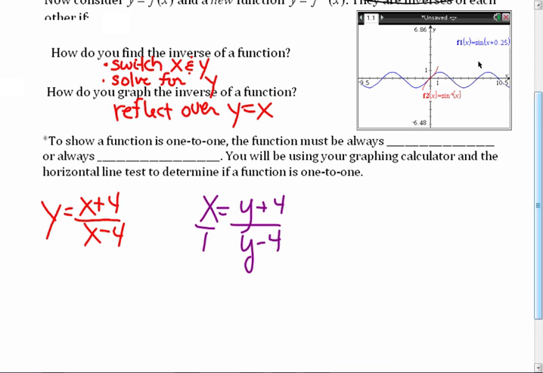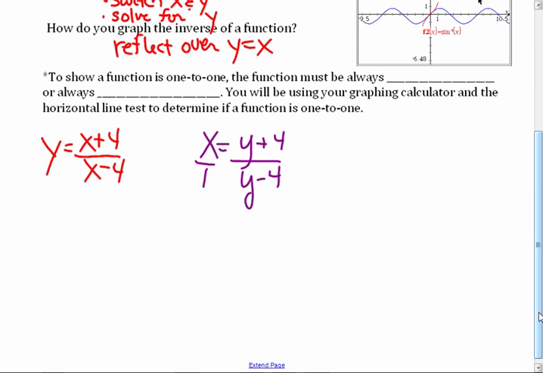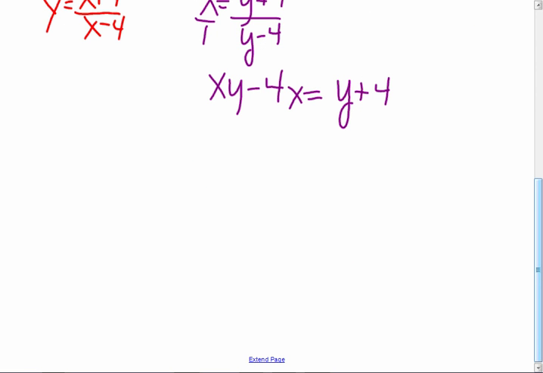This is why you need to practice. Do you remember how to solve for y? Well, math always tells me what to do. I have a proportion. Cross multiply. I'm going to get x times y minus 4x, and this is y plus 4. And I want to solve for y. What I do is I circle the y's, and those are what I want to get together because that's what I want to solve for.